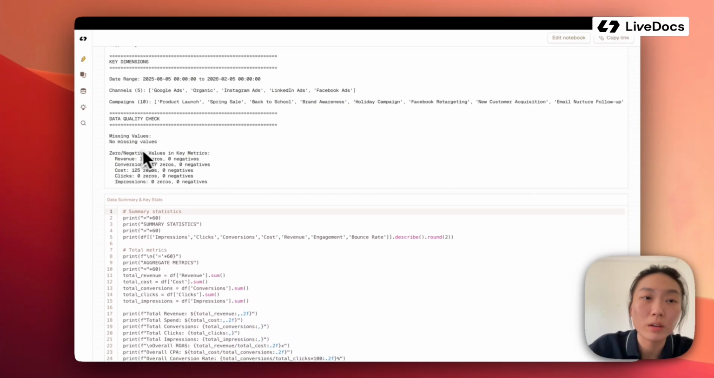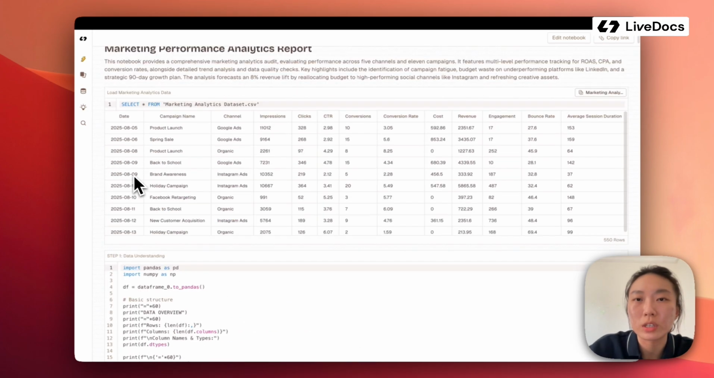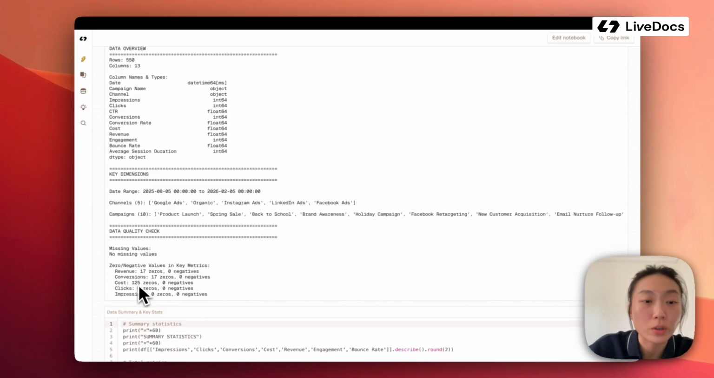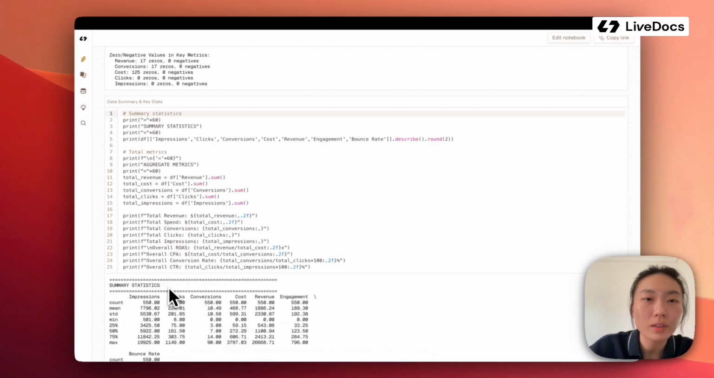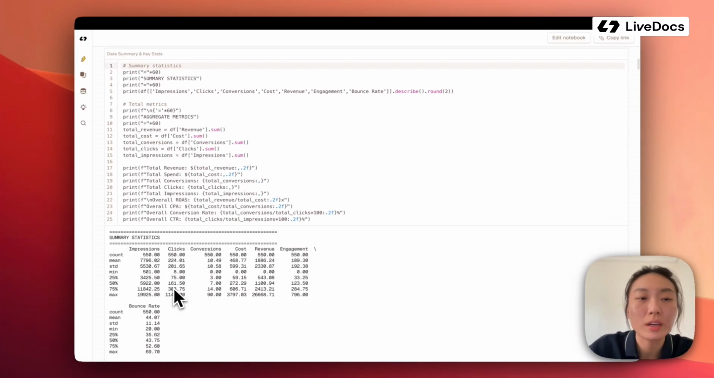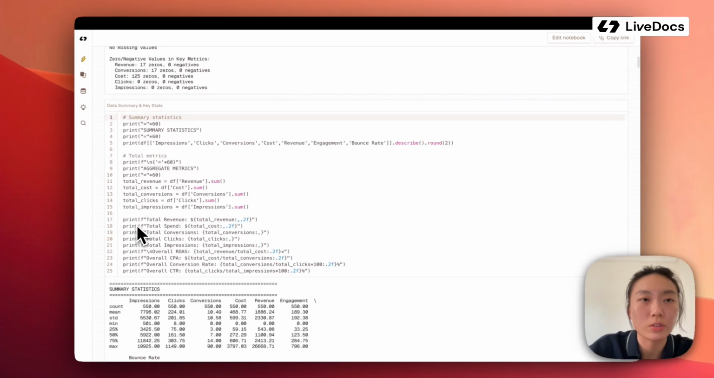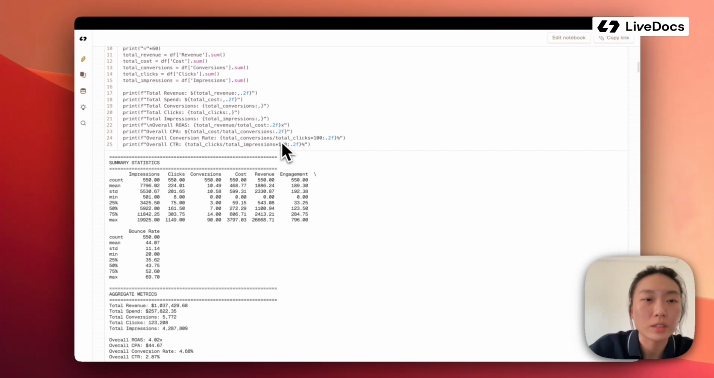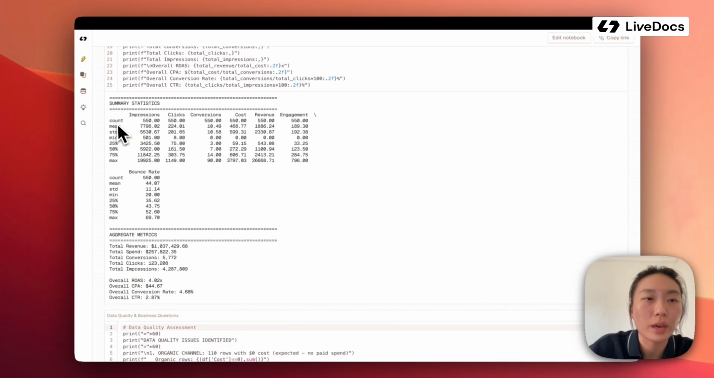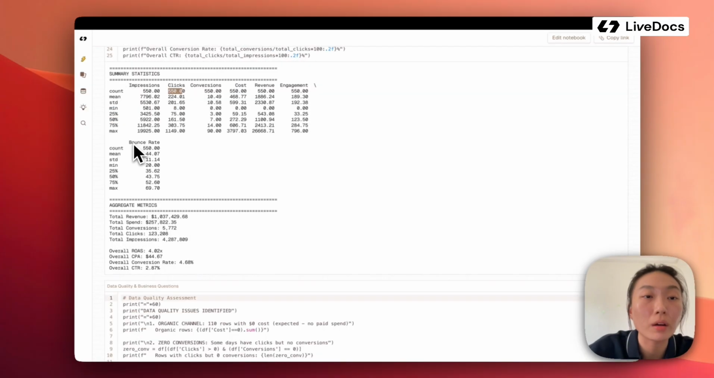So here are the things that we need to organize and analyze. Are there any missing values? Are there any zero values? In the cost column, which is here, we have got 125 zeros and 0 negatives. And next, we need to understand the data summary, the statistics, which we can just get using describe. And you can see here the statistics that we have analyzed from the data set. Count, impression, we've got 550, the clicks 550 rows, and then also the bounce rate.